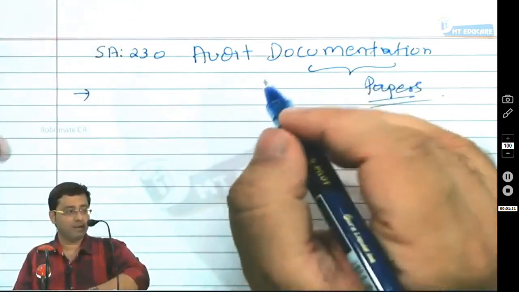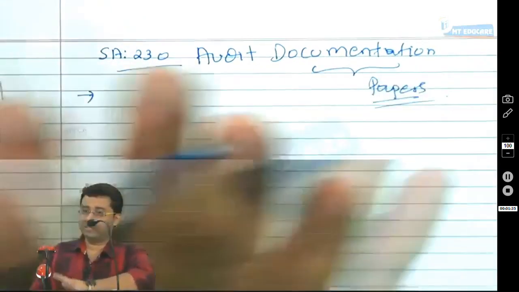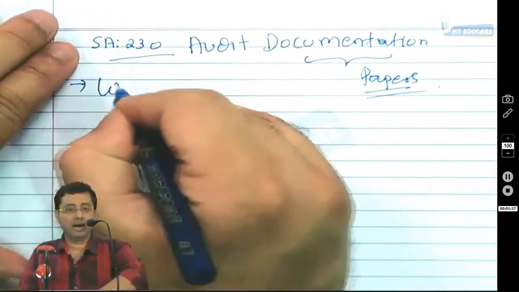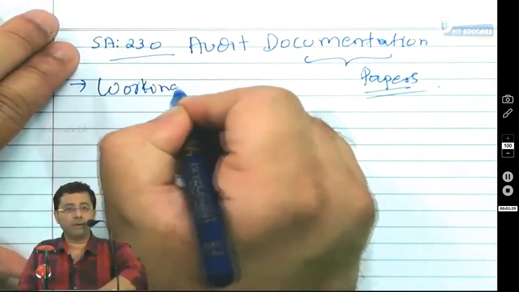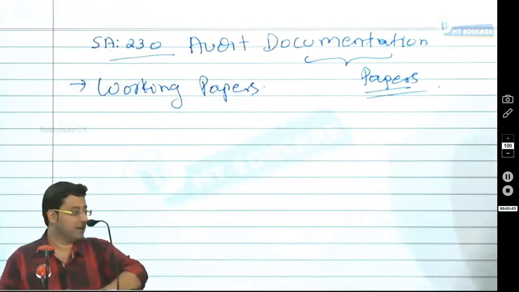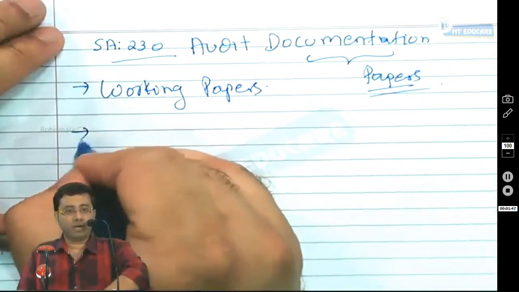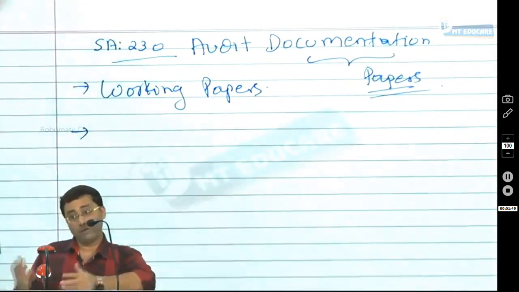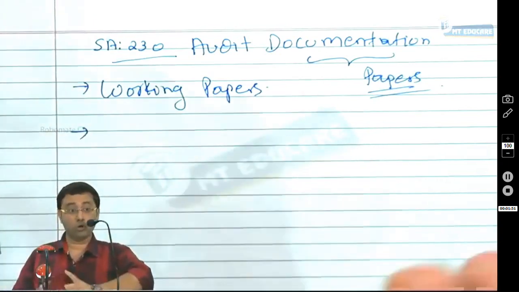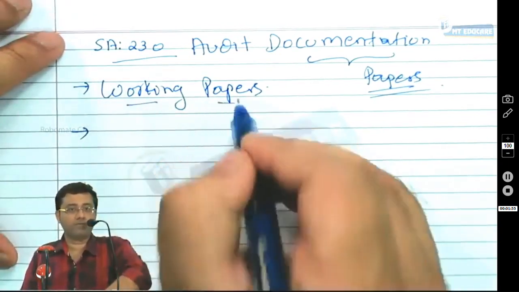If I'm asking you a very simple question, what is audit documentation? Audit documentation is nothing but the working papers of an auditor. Audit documentations are nothing but the working papers of an auditor. And you have to listen to my explanation also, though you're multitasking with writing. Working papers of an auditor.